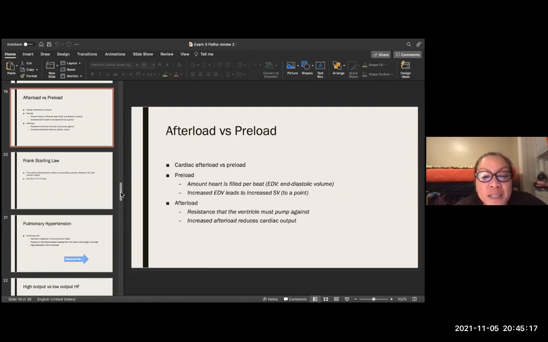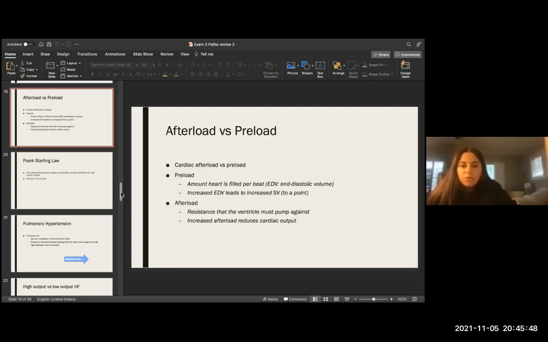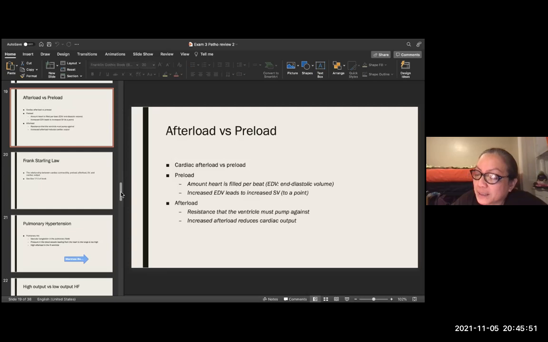Now the afterload and the preload. The preload is the amount of blood that fills the heart per beat, the end diastolic volume. So here, honey, you just have to know the blood flow before they start the contraction. What is the SA? It's a node. Yes, sinoatrial node. What does the SA do?